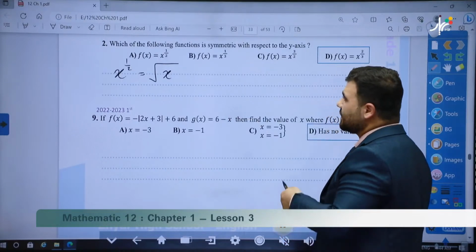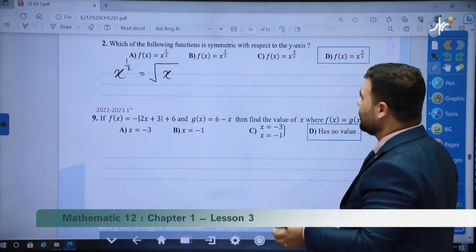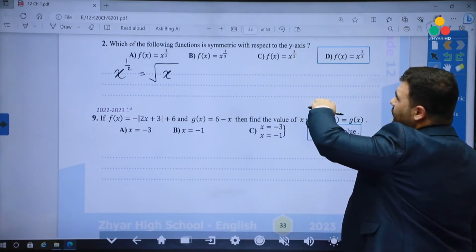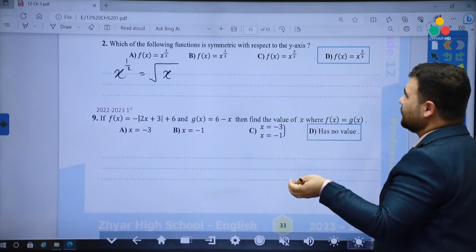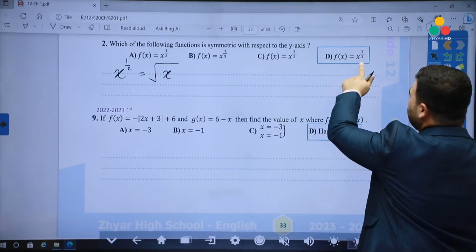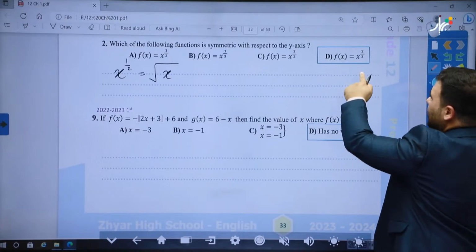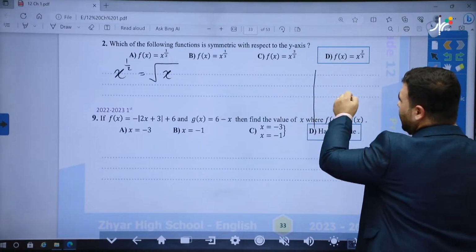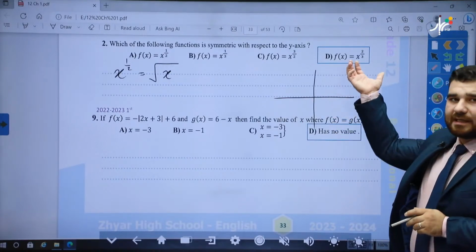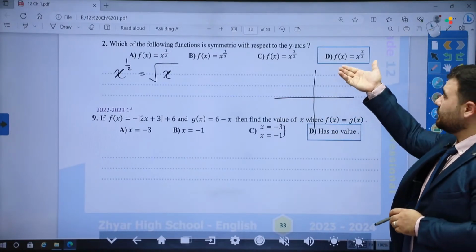X power 1 over 3 is cubic root of x. This is also neither. X power 3 over 2, this is x squared under square root. Again, it's not even. This one is even. Memorize the graph of this. Graph of x power 2 over 3. This function is important. Later in the other chapters, again, we will see this function.